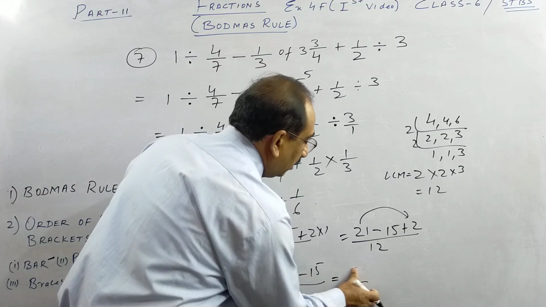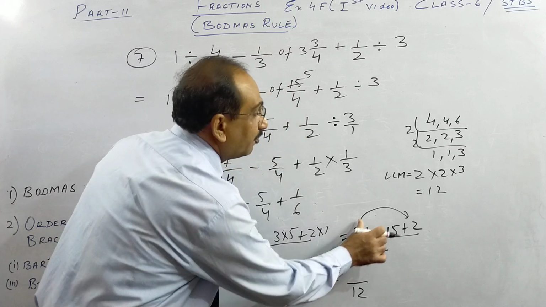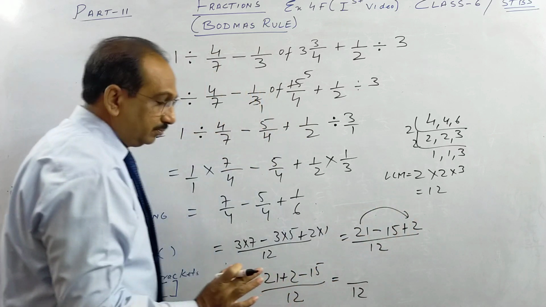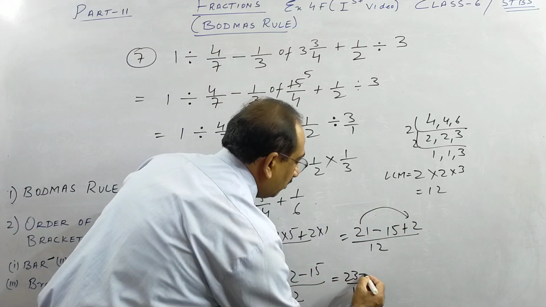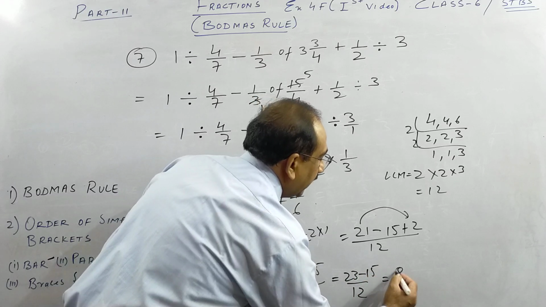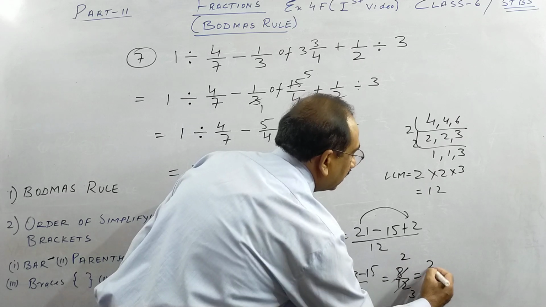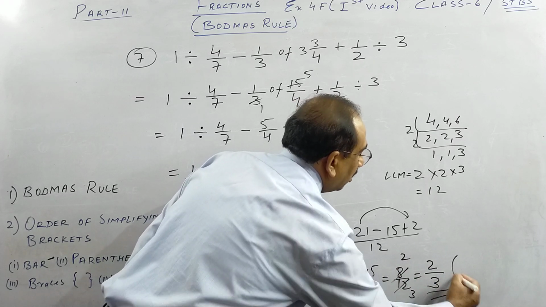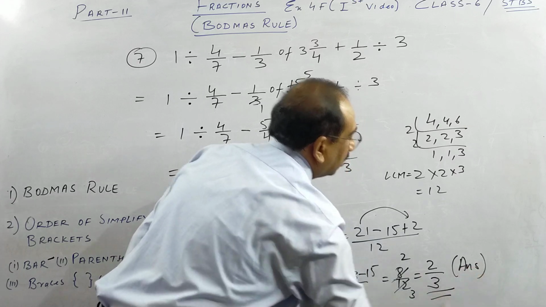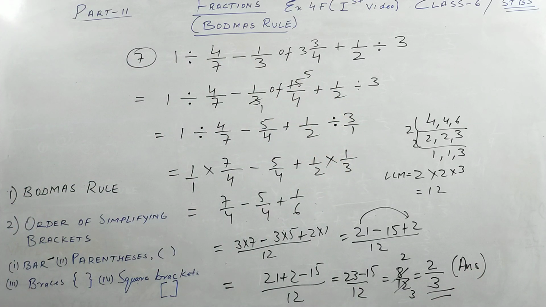So better you do addition first. Take the plus together. 23 minus 15. This is 8 by 12. If you cancel by 4, it is 2 by 3, your answer. Okay, so if you see, first you do addition, then you do subtraction. Okay, so your answer is 2 by 3.